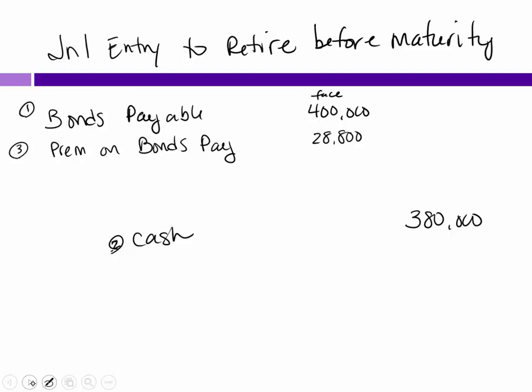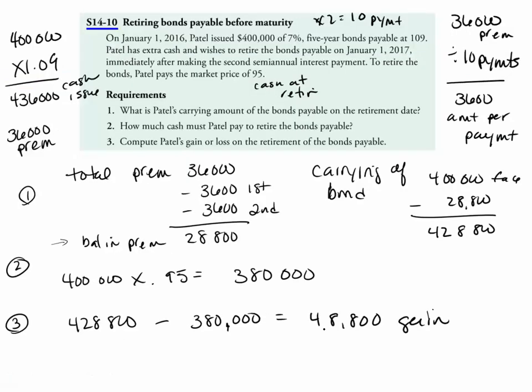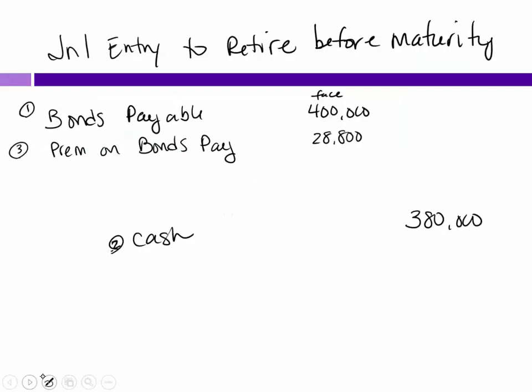And then the fourth step I do is figure out the gain or the loss. In this case, we said it was a gain of 48.8, and so gains are credits. 48.8, gain on retirement of bonds. And so that's the fourth thing I fill in.